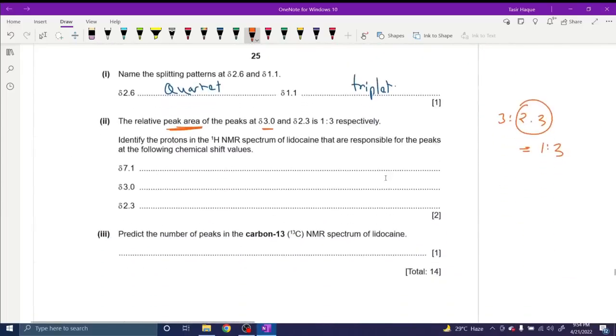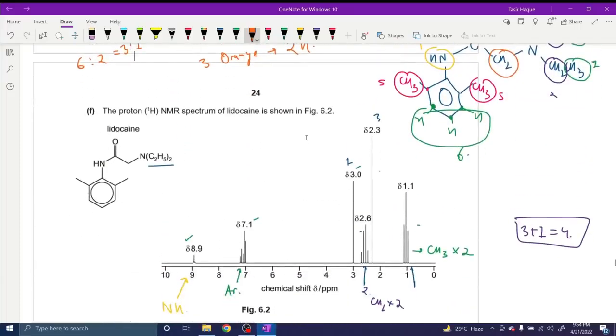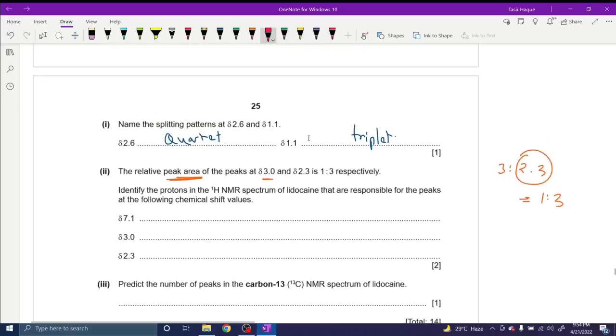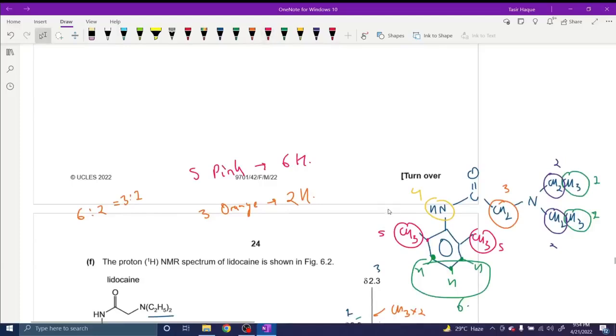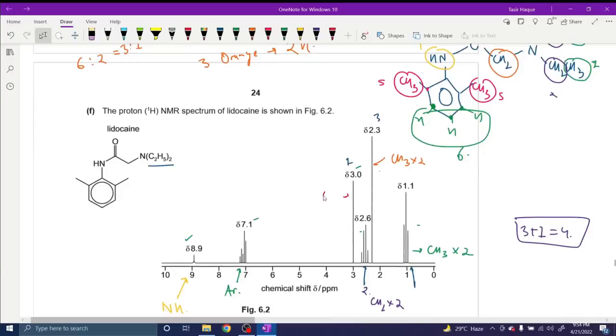So which one is 3? Check it out. The one at 2.3 is the pink one, clearly. This is CH3 times 2. And the one at 3, the one which has fewer protons, is actually this one over here. This one. CH2.